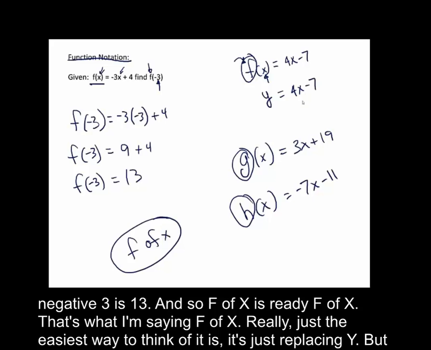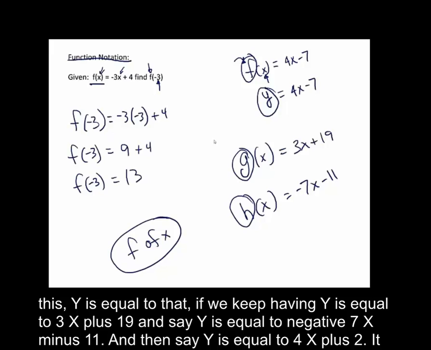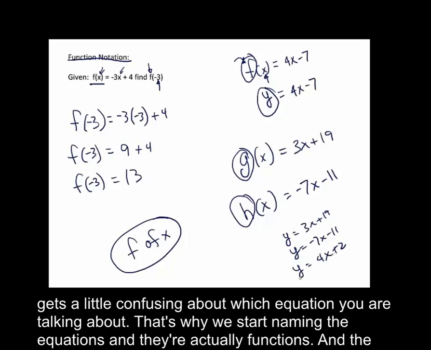Really, just the easiest way to think of it is it's just replacing y, but as we move on into upper level mathematics, we may have more than just one equation. And if you keep saying y is equal to 3x plus 19, and then y is equal to -7x minus 11, and then y is equal to 4x plus 2, it gets a little confusing about which equation you're talking about. That's why we start naming the equations, and they're actually functions.